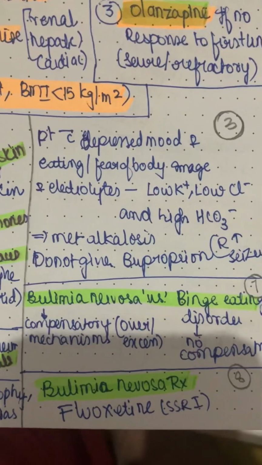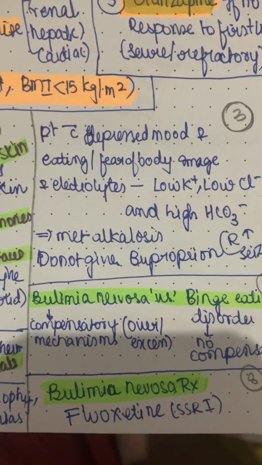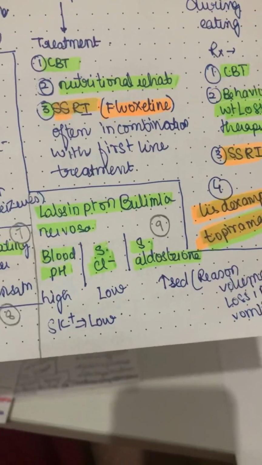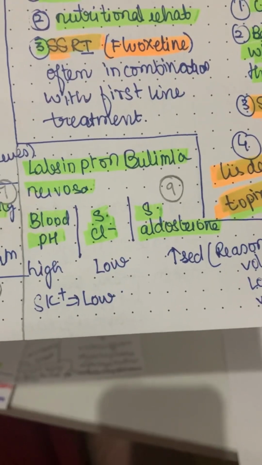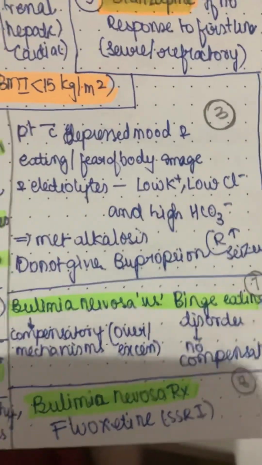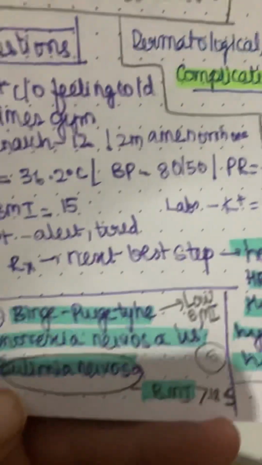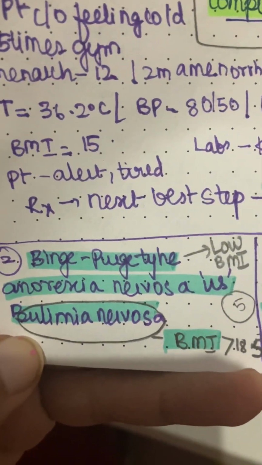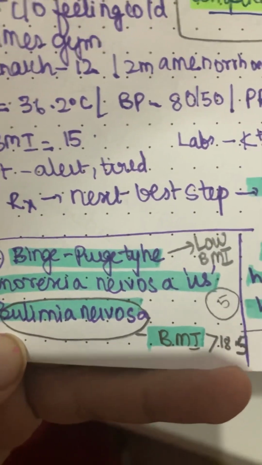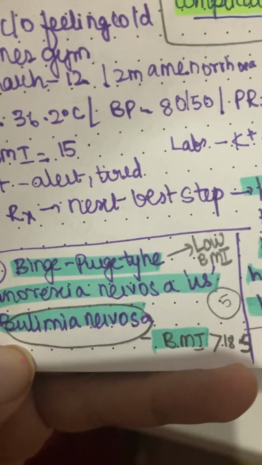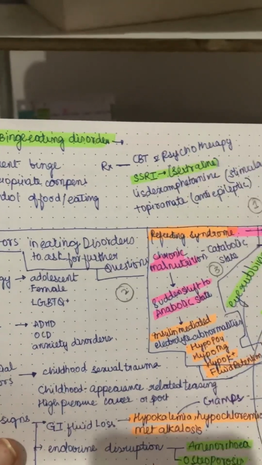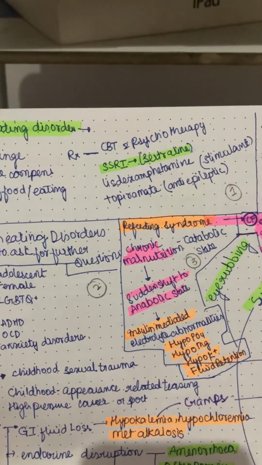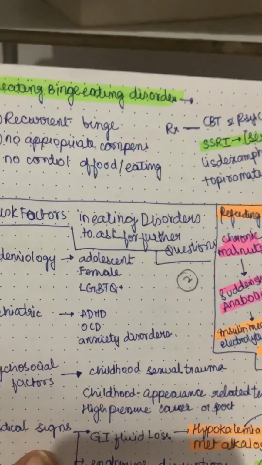How do you treat bulimia nervosa? Fluoxetine. Labs in a patient with bulimia nervosa: metabolic alkalosis. How do you differentiate between binge purge type anorexia and bulimia nervosa? BMI. How do you treat binge eating disorder? CBT, psychotherapy, lisdexamfetamine, and anti-epileptic.